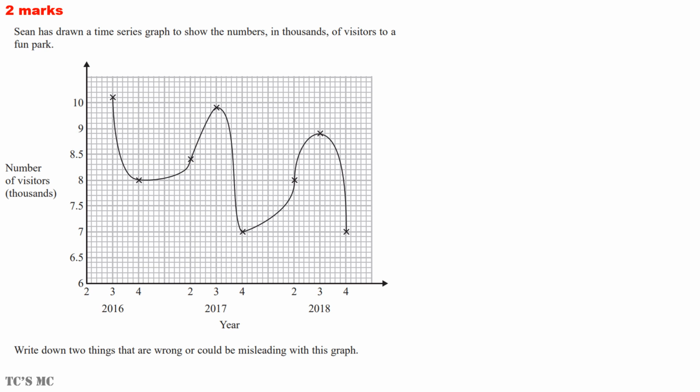Sean has drawn a time series graph to show the numbers in thousands of visitors to a fun park. Write down 2 things that are wrong or could be misleading with this graph. You can write any of the following. 1. Sean has used curves and not straight lines.